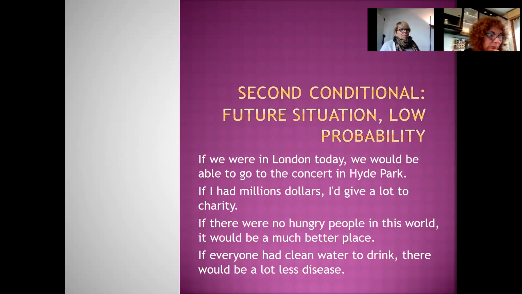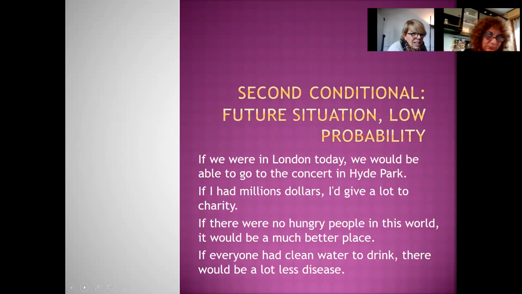The same, if I had millions of dollars, I'd give it to charity. But do you have it? Can you have it? Probably. Maybe you win the lottery, but you know, the probability is very low. This is what they say is the dream tense. It is something that you would like, that it could happen, but you have a very low probability that it is actually happening. Okay, so that's why they call the second conditional the dream conditional.